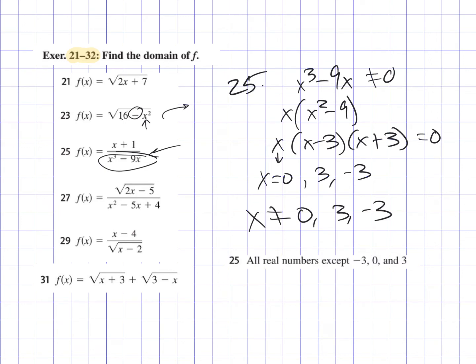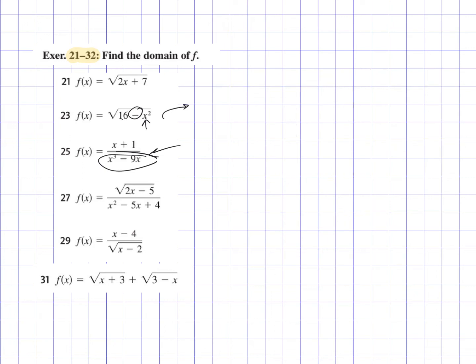All right, so let's erase this and do number 27. And again, the only reason we need to look at the top is what will make that be something bad, something that can't happen. So on 25, x could be anything in the top, and it would work. But in 27, you have a square root, an even root. So anytime you have an even root, the inside has to be greater than or equal to 0. It can be equal to 0, but it can't be less than 0.